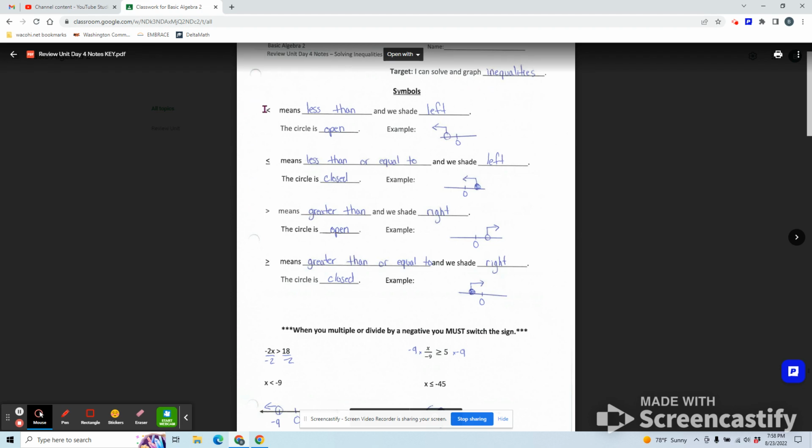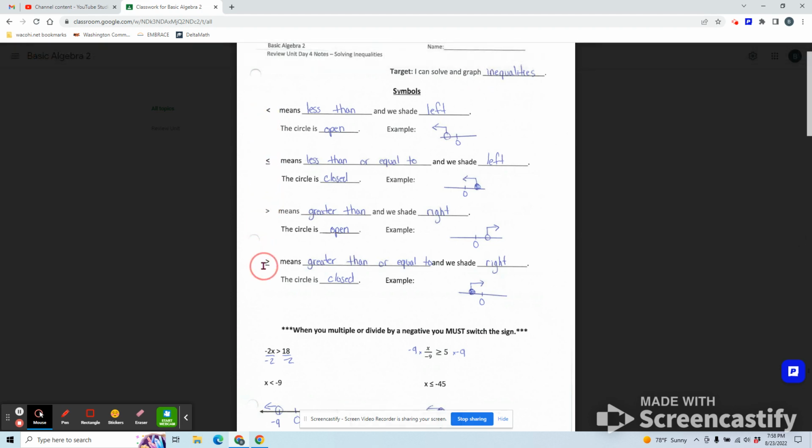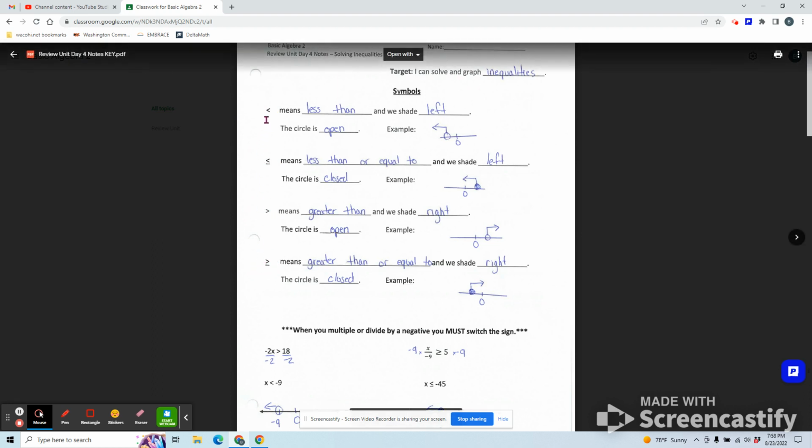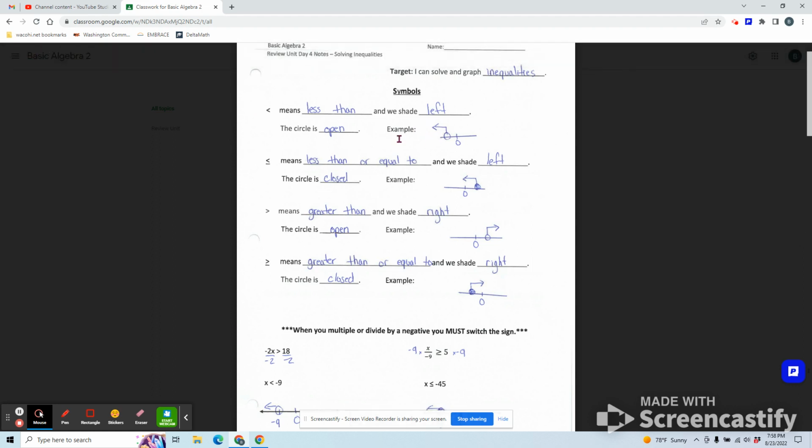So right here, you may or may not remember this from previous math classes, but those four things are your symbols. So this is saying that less than, the symbol less than, means we shade to the left and the circle is open. So here's my example. Shading to the left, the circle is open. The next symbol is less than or equal to, and we also shade to the left. The circle is closed, meaning I include that number as my solution.